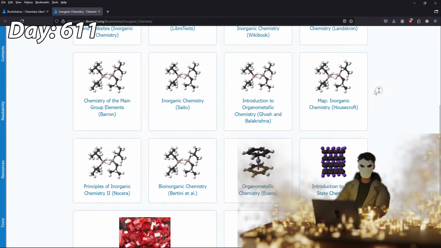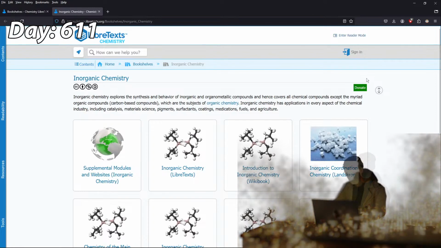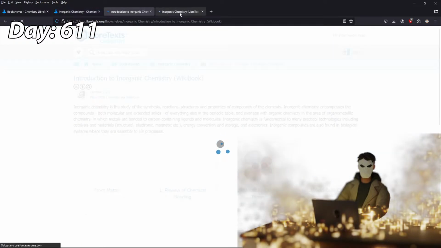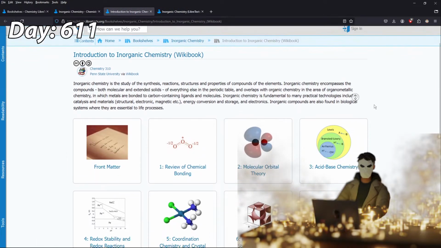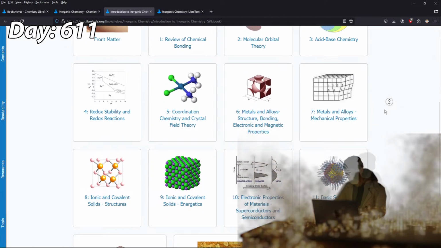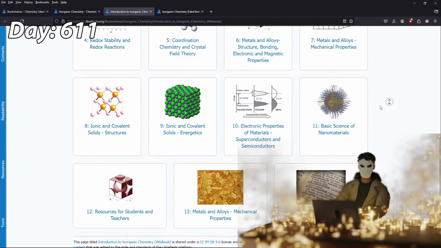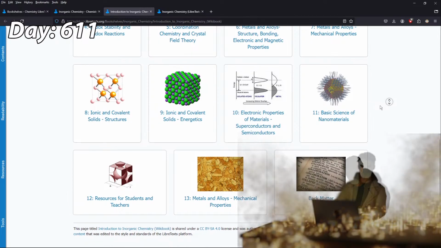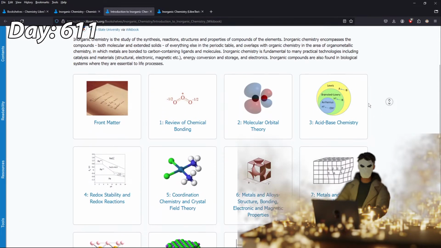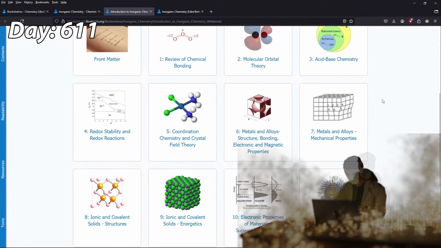Introduction to organometallic. Not quite. No. Introduction to inorganic and bioinorganic. Sounds nice. Let's see, what's this one? Chemical bonding, molecular orbital theory, acid-base chemistry. These are all basic stuff. Basic science and nanometals. Okay, it ends not quite where I wanted it to. This is all too basic.